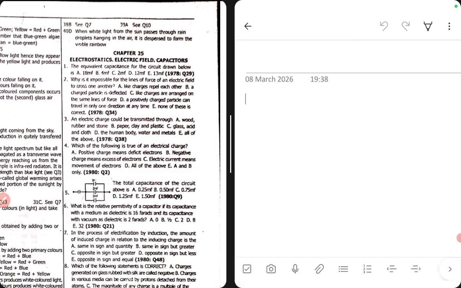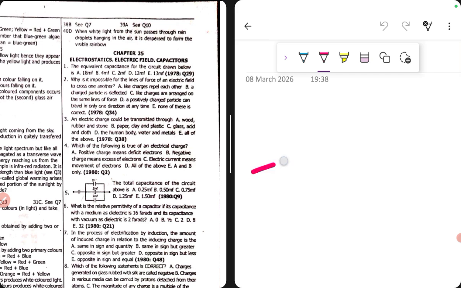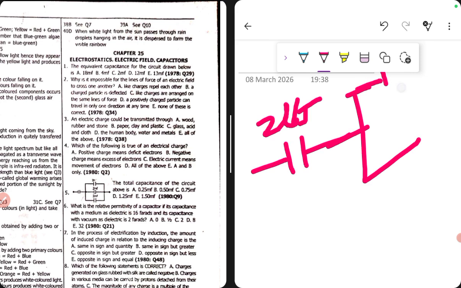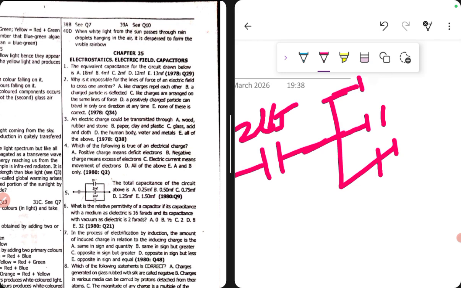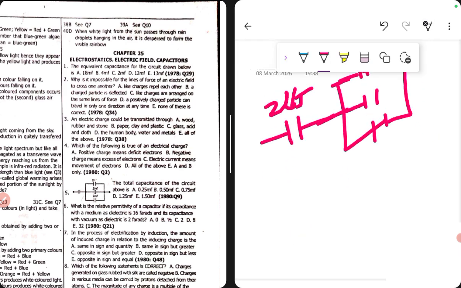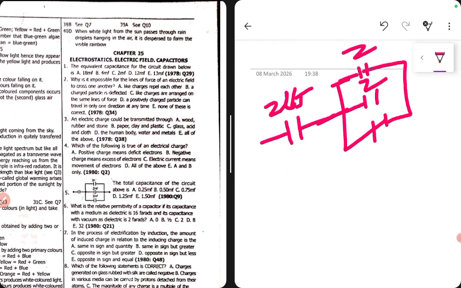Question 5 says the total capacitance for the circuit above is dash. Now if you look at this, I think this diagram is actually not correct. I've seen this question before, so I think here is 2 microfarad, 2 microfarad. They will now have each of these ones in parallel, also being 2 microfarads each. So what's happening is that here is 2 microfarad, 2 microfarad, 2 microfarad.